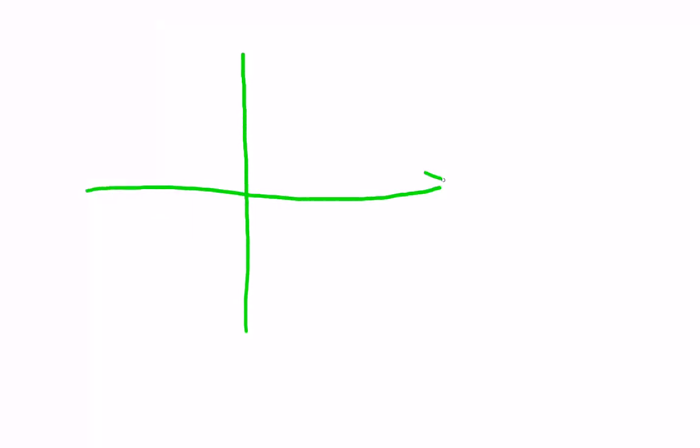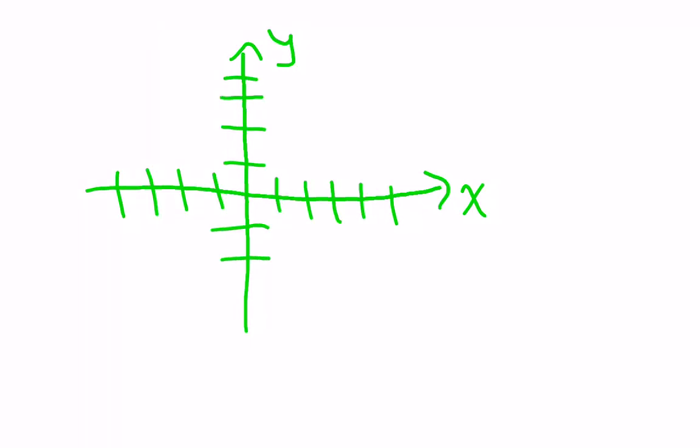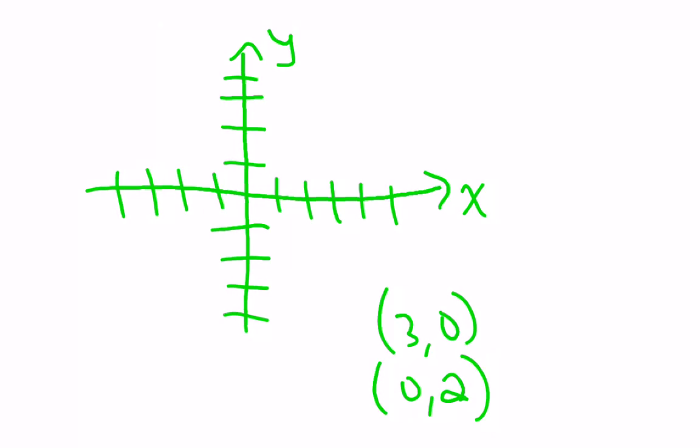Here's our graph, x and y. And we had the points 3, 0 and 0, 2. So that means we're going to plot them on this graph. So the point 3, 0, we're going to go on x first, 3, and then nothing on the y, so we're right here. And then 0, 2, so nothing on the x, so we're going to go up to positive 2 on the y. And then we play connect the dots, and that line is graphed.